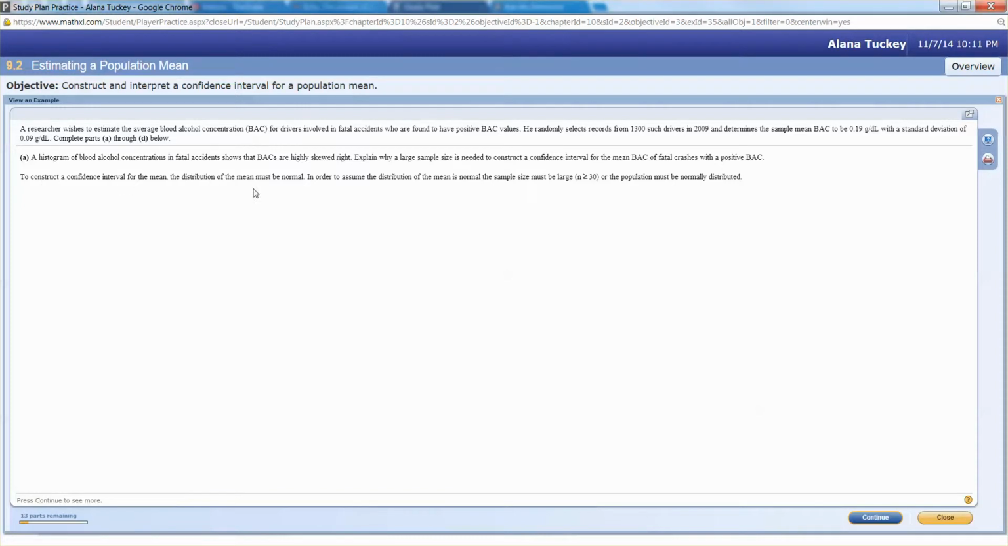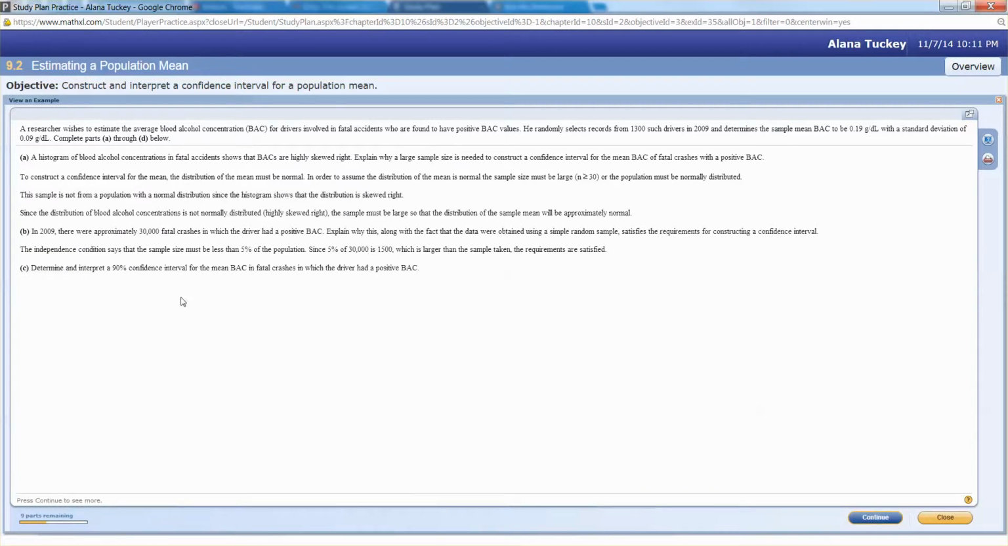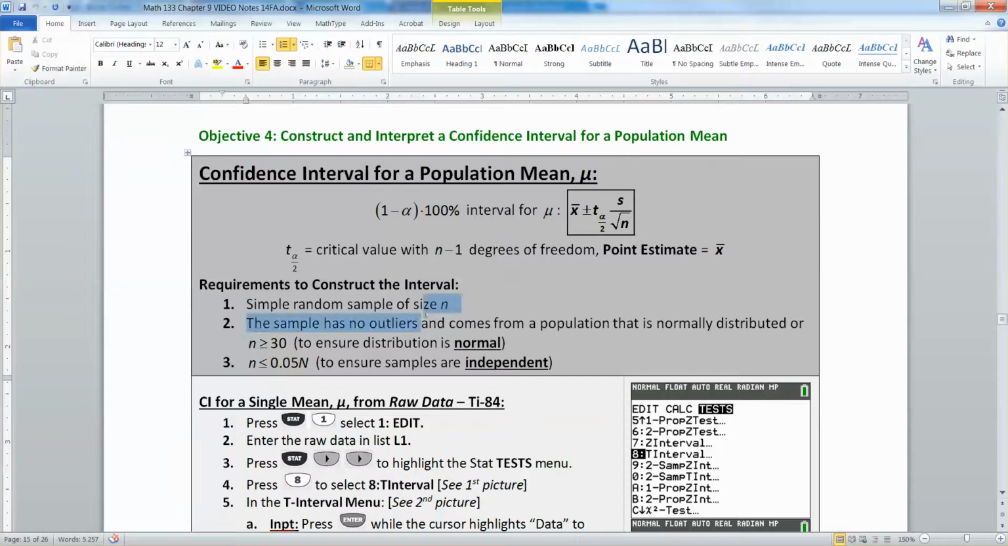And that's why we say here, to construct a confidence interval, the distribution of the mean must be normal, but in order to obtain that, you have to have n greater than 30 or the population distributed normally. We don't have the population distributed normally, so we have n greater than 30. And that's all they're writing up there. All right, so in 2009, there were approximately 30,000 fatal crashes in which a driver had positive BAC. Explain why this, along with the fact that they were a simple random sample, satisfies the requirements.